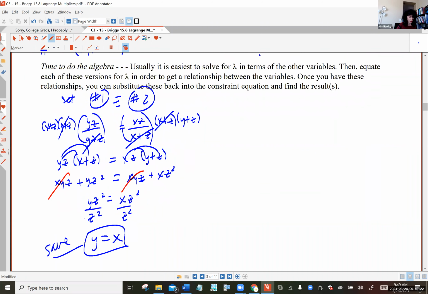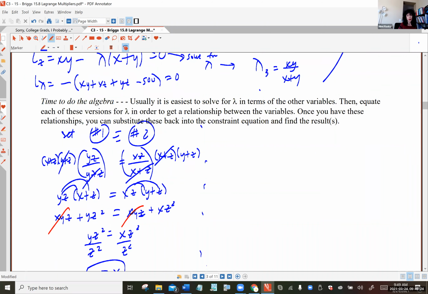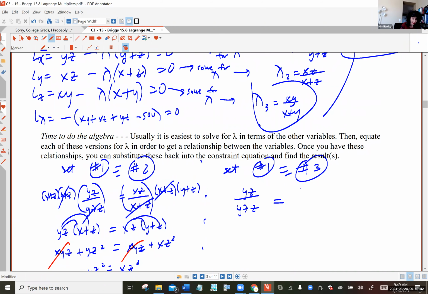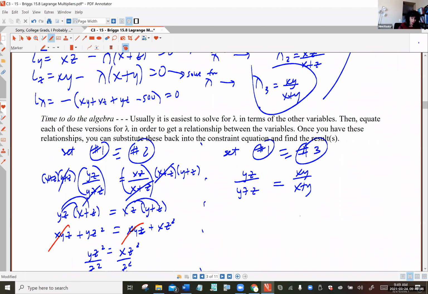So now what? Well, I'd also like to get the other variable z in terms of x. So I'm going to set the number 1 lambda equal to the number 3 lambda and see what happens. Okay. So yz over y plus z had better be equal to that third lambda we got up here, that was this guy, xy over x plus y. That has to work. And then I'm going to multiply both sides of this equation by both denominators to kill off the fractions.